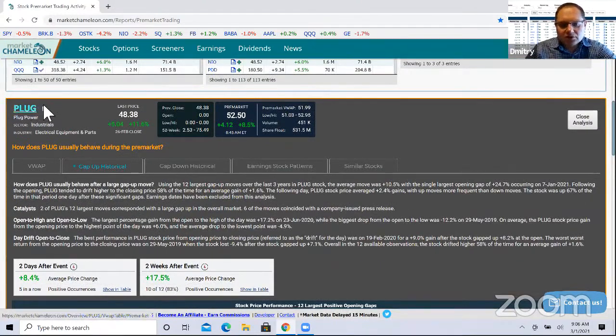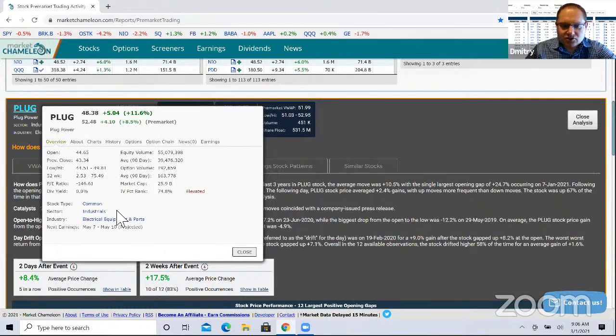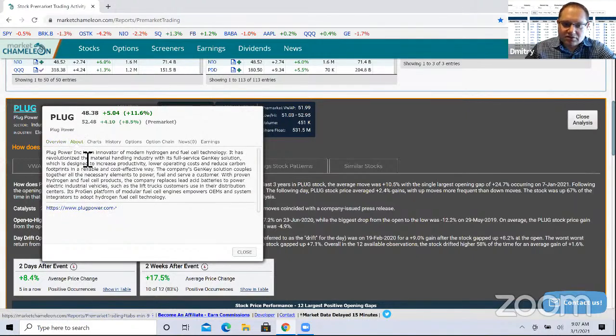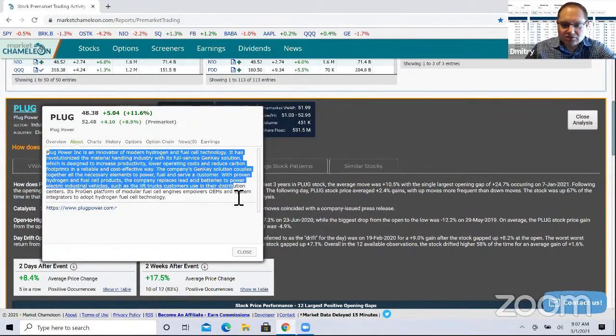And if you open it up and you don't know what the stock does, a good way is just to click on these informational sheets. It gives you a little bit of background, like it's electrical equipment and parts. You could see the 52-week range in the stock over here, the high and low on the previous day, and the 52-week range, as low as 2.53, high 75.49. You've got your volume statistics here, market cap, implied volatility rank. If you want to read about it, this is what it does. It's an innovator of modern hydrogen and fuel cell technology. So you could read more about it.